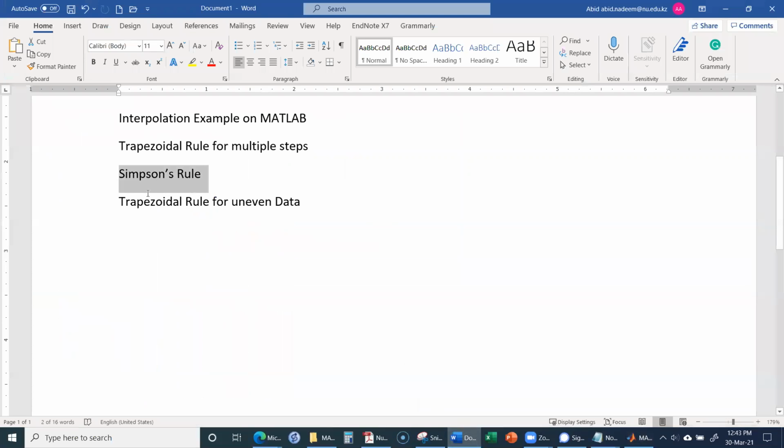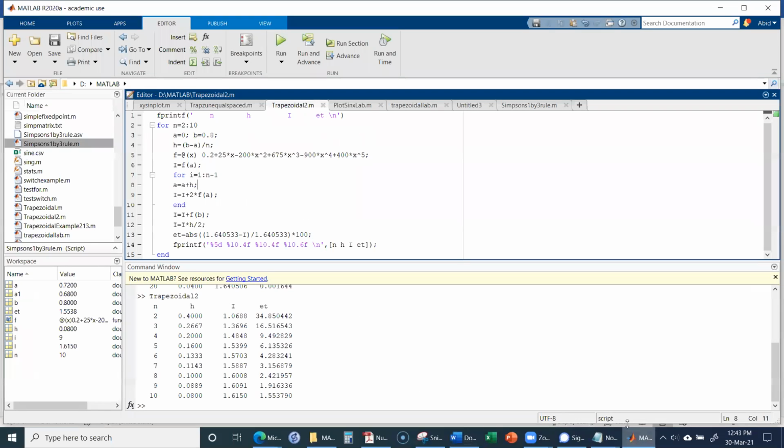Now the next one is the trapezoidal rule for uneven data. Remember that in the previous trapezoidal rule and also for Simpson's rule, we assumed that the x values are even. That means from a equal to 0 to b equal to 0.8, the segments are of equal length.